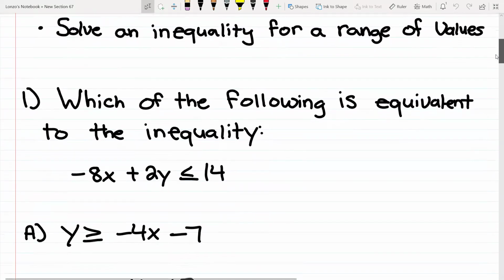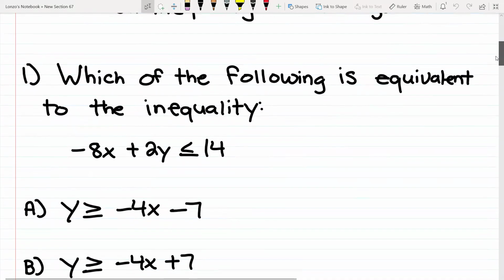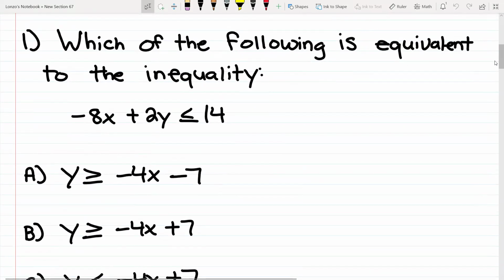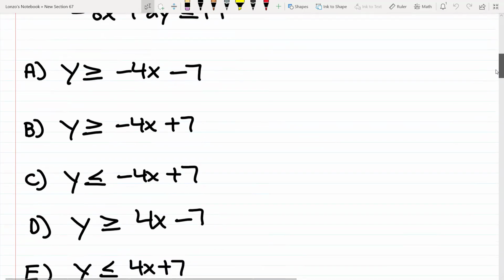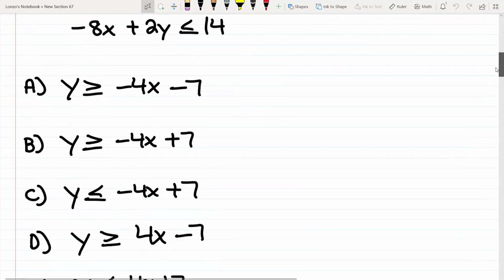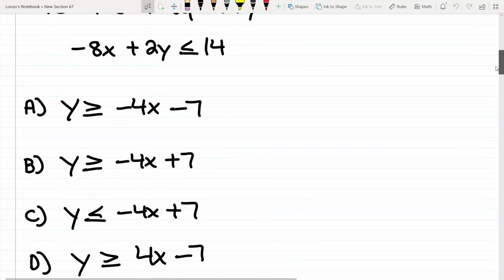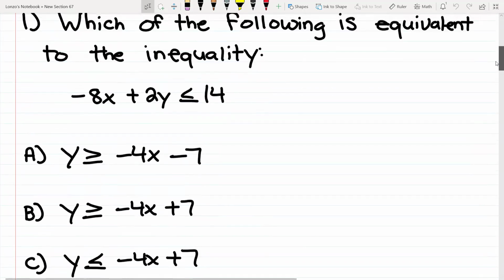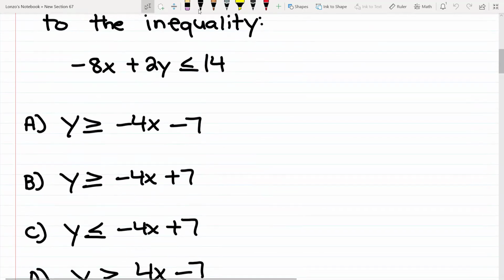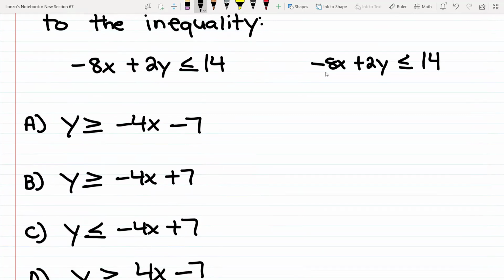Which of the following is equivalent to the inequality negative 8x plus 2y is less than or equal to 14? And you have multiple choices, A, B, C, D, or E. So if you look at all the choices, they all isolate y. So that's what I'm going to do. So let me rewrite it. We have negative 8x plus 2y is less than or equal to 14. I'm going to solve for y.